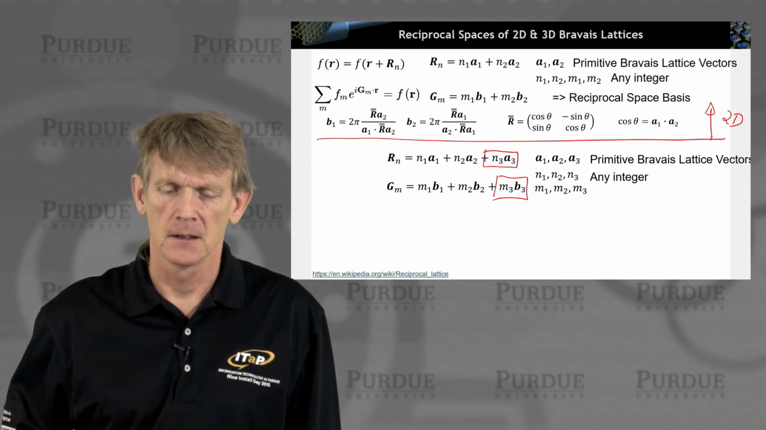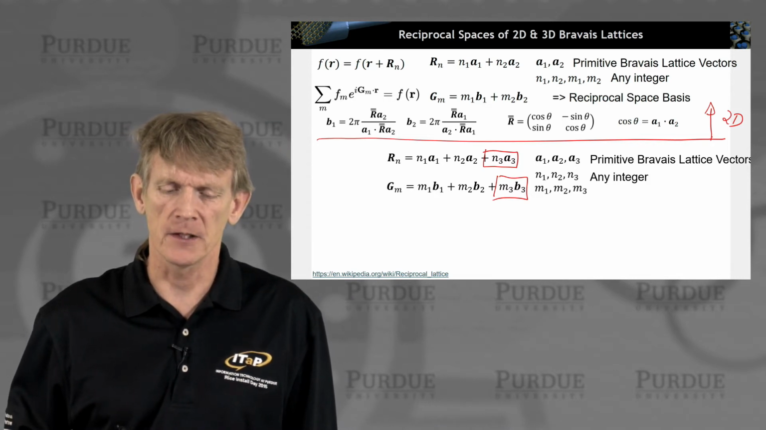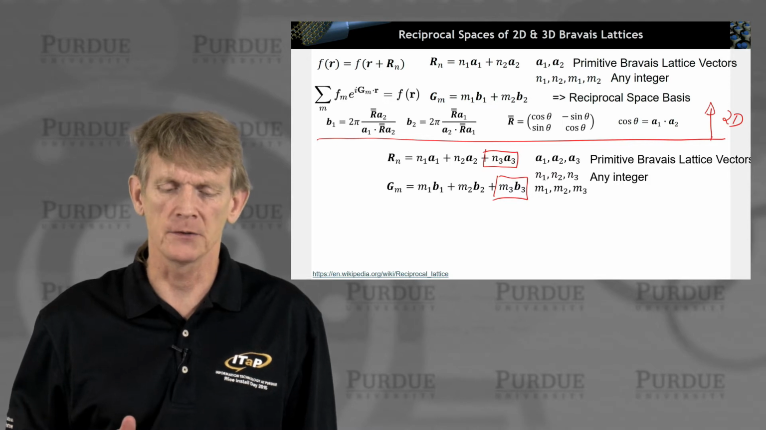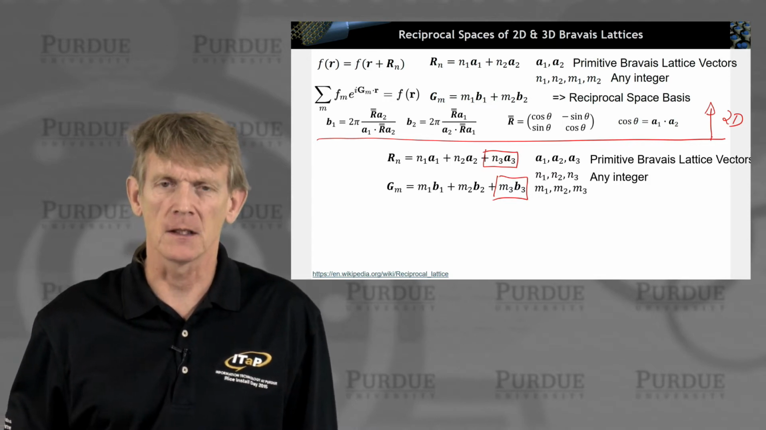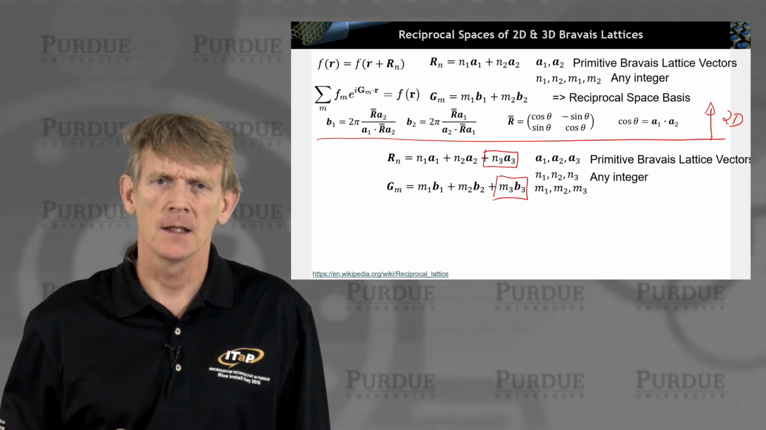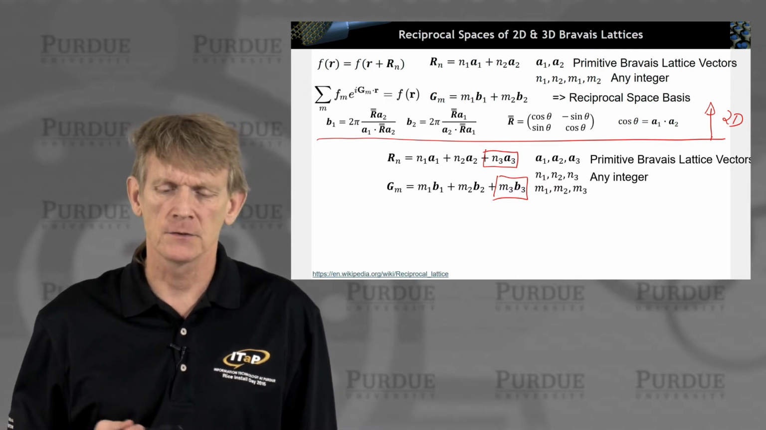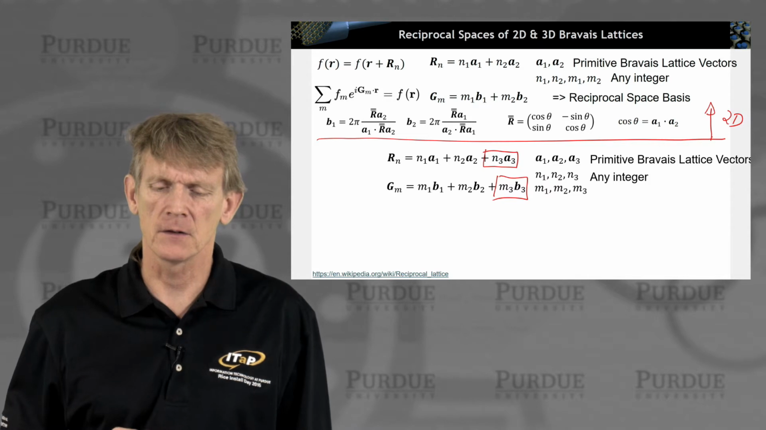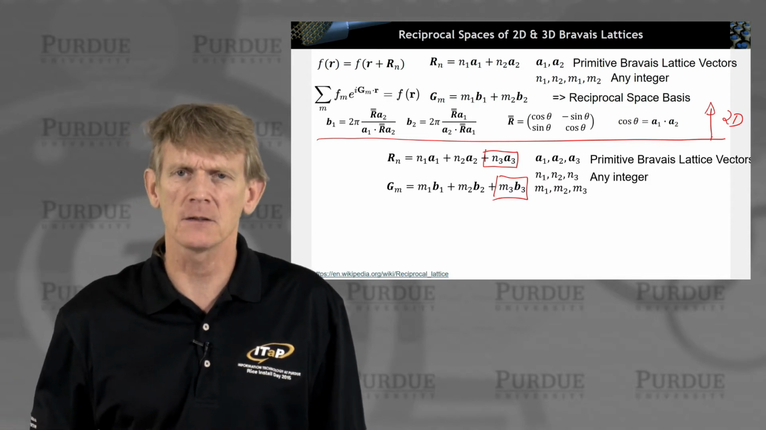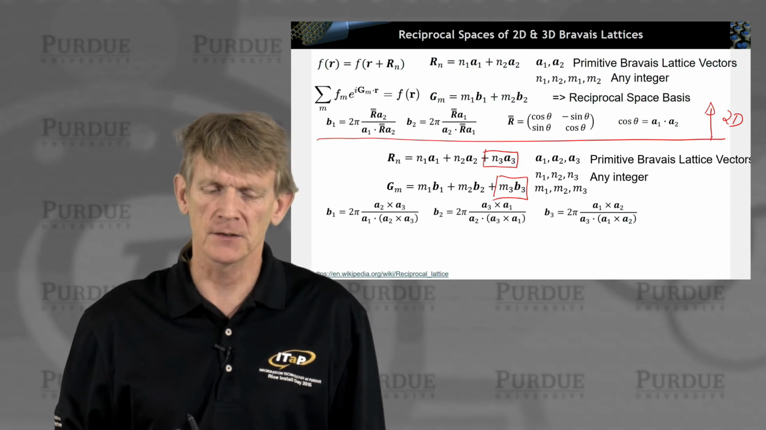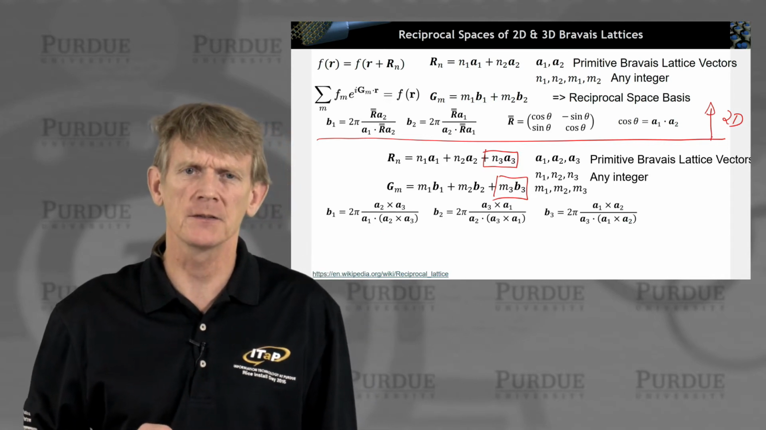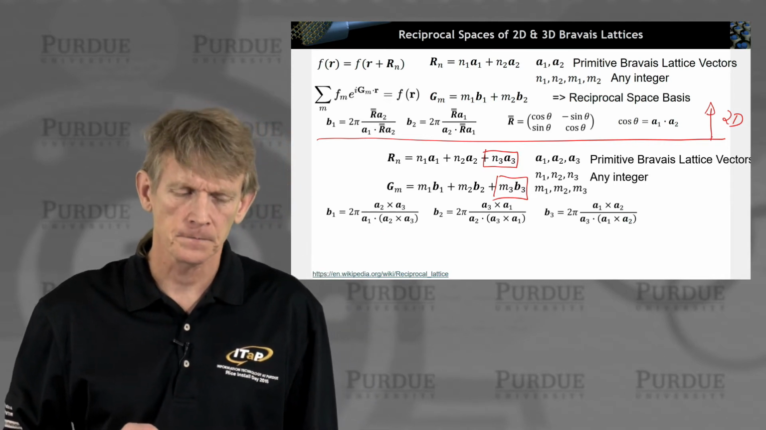And again, A1, A2, A3 are vectors, so are B1, B2, B3. And the n's and the m's are any integer. And really, Rn is to be representative of a primitive Bravais lattice vector, and we know there's 14 of those. And here's the recipe as you go from real space into reciprocal space.